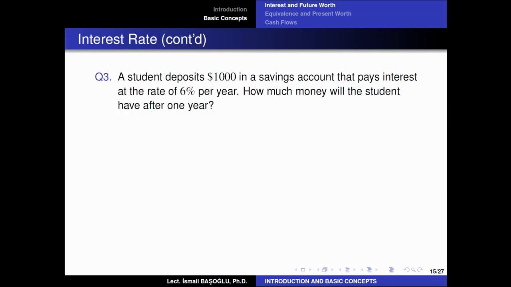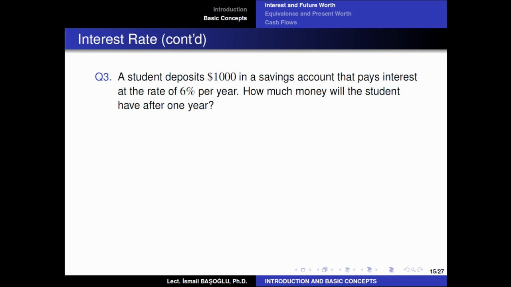Okay, so let's talk about the interest rate here, and let's solve a question based on that. A student deposits $1,000 in a savings account that pays interest at the rate of 6% per year. How much money will the student have after 1 year? So the question is very simple.